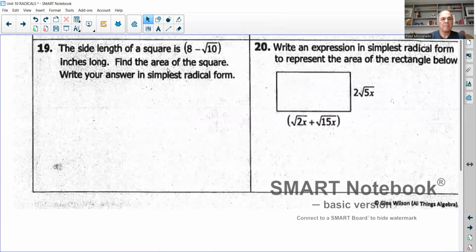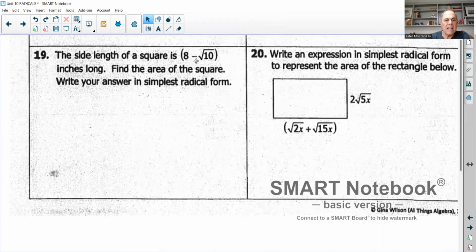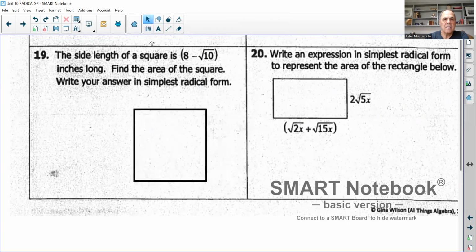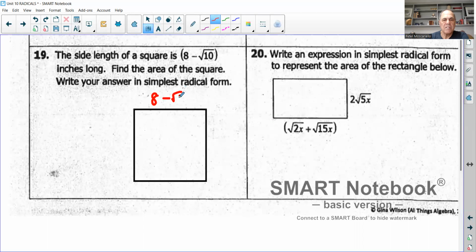Well, I guess we've got to do these. 19 says the length of a square is that. Find the area of the square. Okay, so we get a square. Here's a square. And it says its length is 8 minus root 10. Well, you know how a square works. Every side's the same.